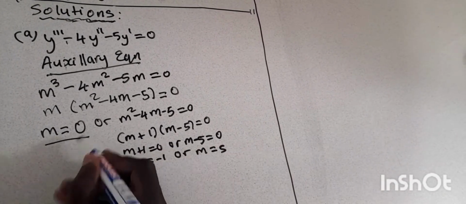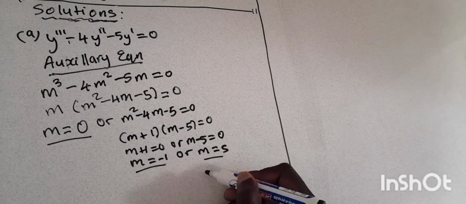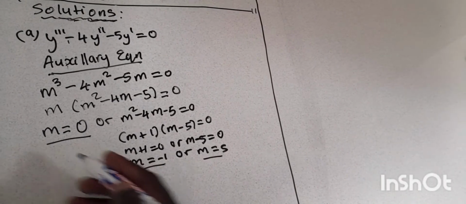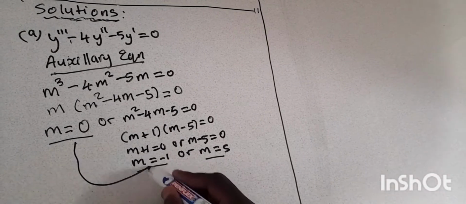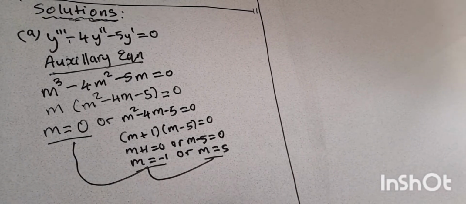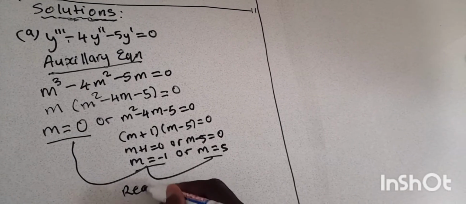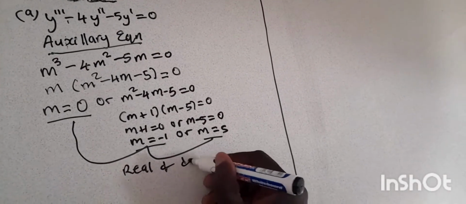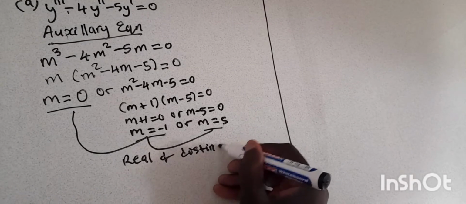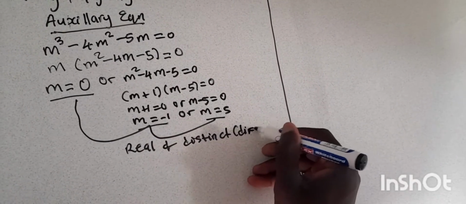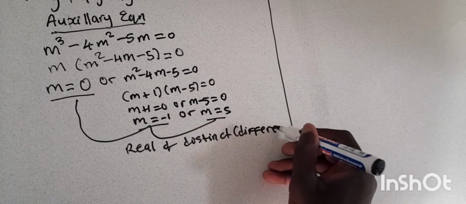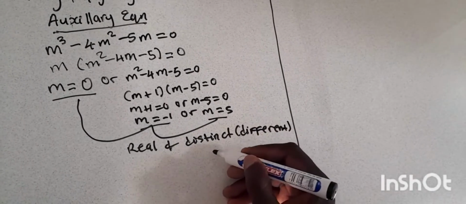You can see that you have your roots now: m equals 0, m equals minus 1, and m equals 5. These roots, you can compare them. These roots are real and distinct. The word distinct just means different. These roots are real and different.